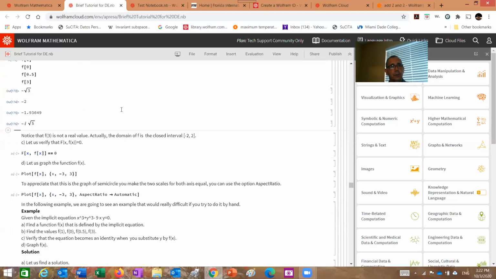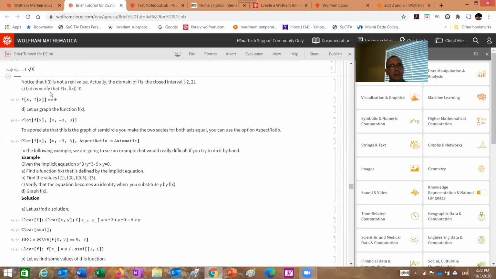Now, if you want to verify that f evaluated at x, comma, f of x, when you replace the y by that expression that we obtained before, is always identically equal to 0, you can do it like this. You evaluate f, you enter x, comma, and then you replace the y by f of x, and let's see what happens. And you put the double equal sign here.